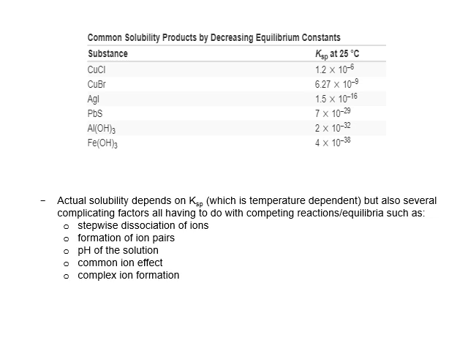The KSP values for several salts are shown in the table. Actual solubility will depend on the value of KSP, which remember is temperature dependent, but also on several other complicating factors, all having to do with competing reactions or equilibria, such as the stepwise dissociation of ions, the formation of ion pairs, the pH of the solution, something called the common ion effect, which we'll explore, and complex ion formation.